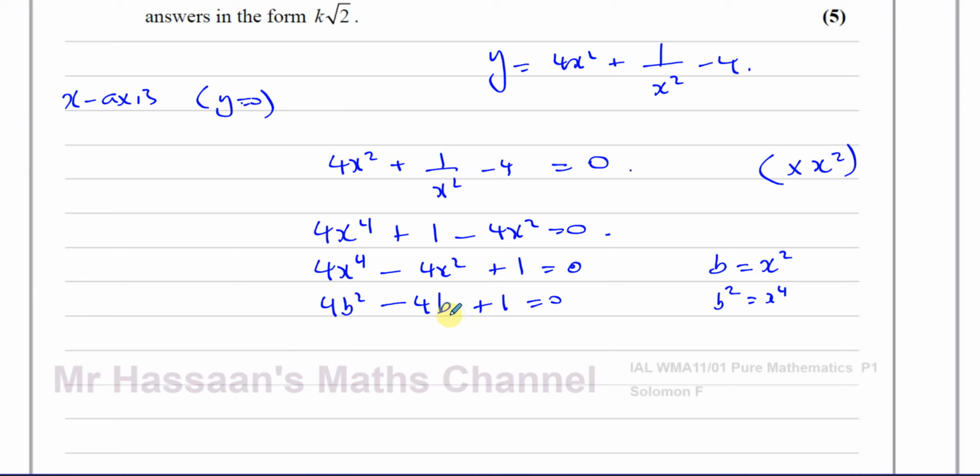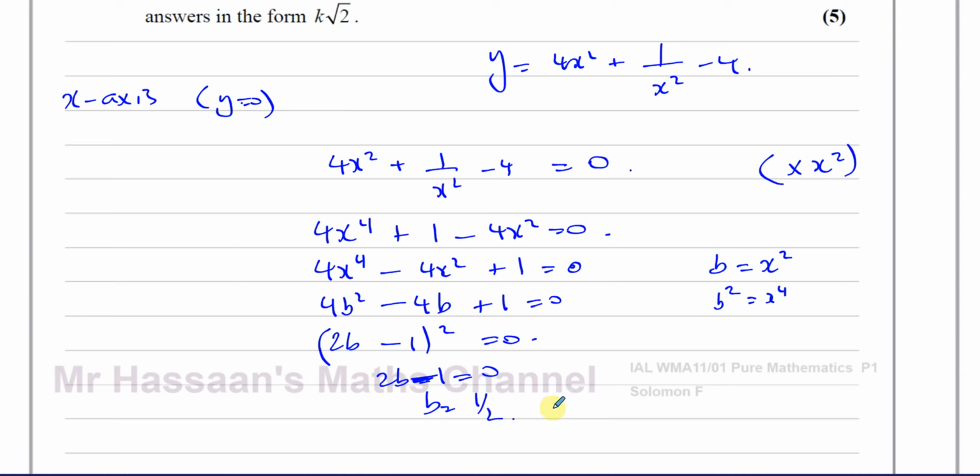Can this factorize? 2b minus 1 squared. If you square this, you're going to get 4b squared. If you multiply these together, you get minus 2b times 2, that's minus 4b, and yes. So this actually is a perfect square. So you can say 2b minus 1 is equal to 0. So therefore b is equal to a half.